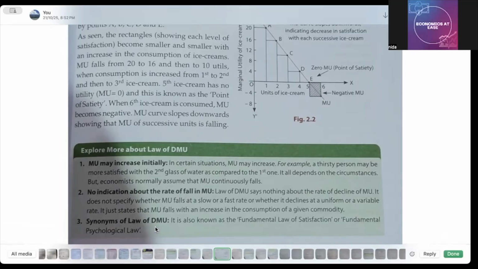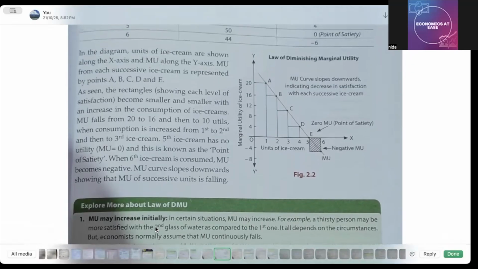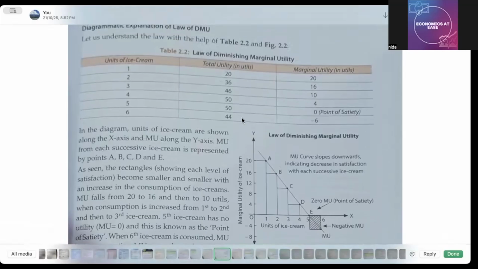So with this we can conclude the law teaches that a rational consumer stops consuming when marginal utility becomes zero, because consuming more gives no additional satisfaction. It will become negative if you consume more after this point of satiety. A rational consumer will consume up to the point where marginal utility becomes zero. Beyond that, consumption leads to discomfort or negative utility.